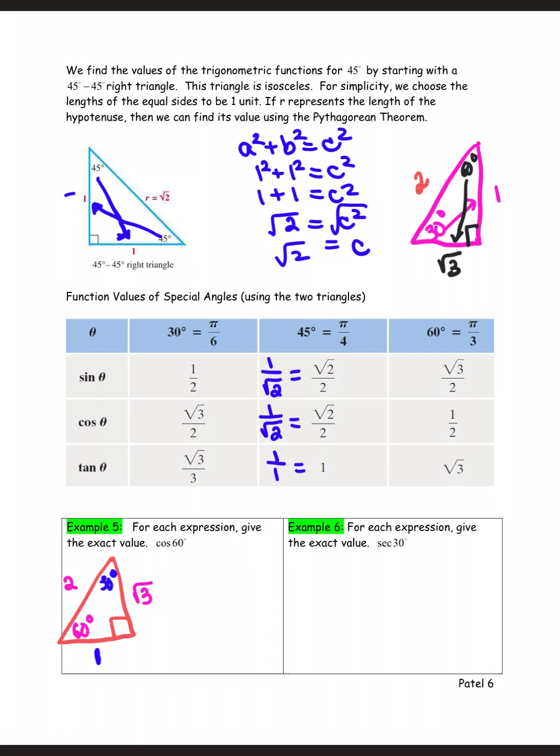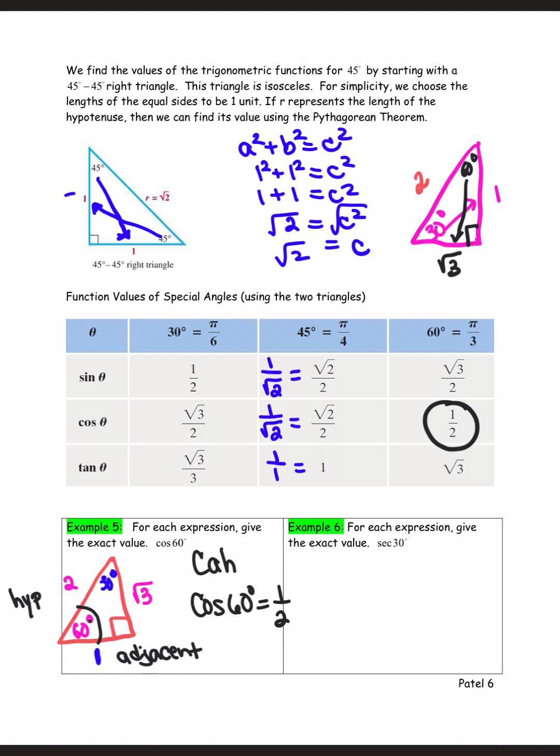So cosine of 60, I'm using 60. Cosine is adjacent over hypotenuse. So adjacent of 60 is the length of 1. This would be considered adjacent. And hypotenuse is 2. So cosine of 60 degrees is 1 over 2. Notice we could have used the chart to verify. That's how this chart is written, using the triangles.